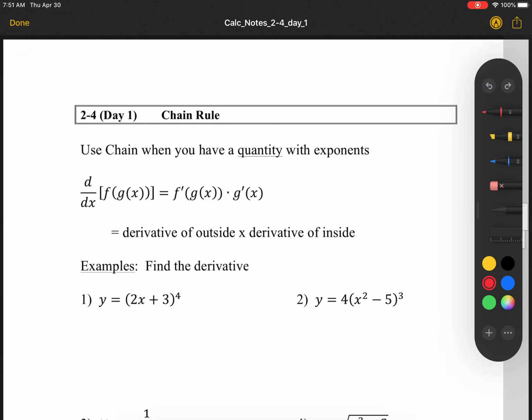Hey guys, today we're on our last couple sections of the year. We're going to be doing section 2 for today, the chain rule. So let's just dive into it.